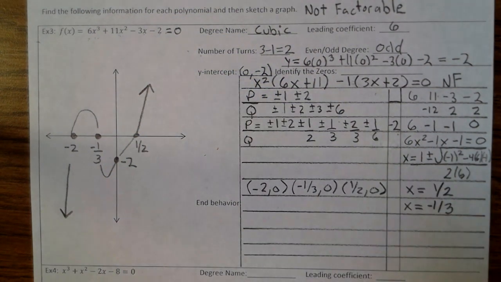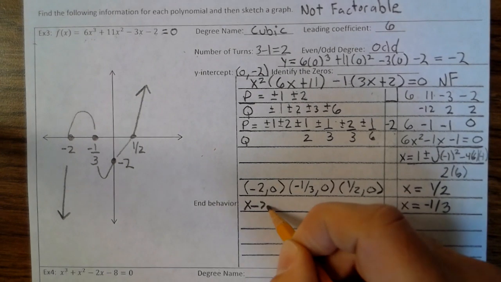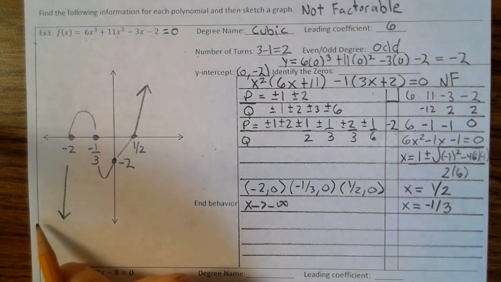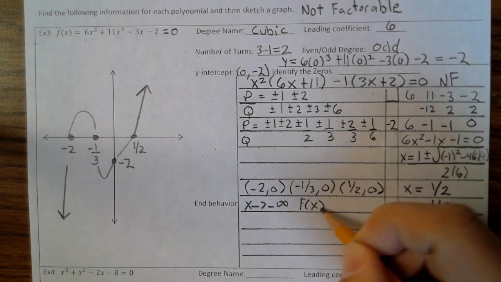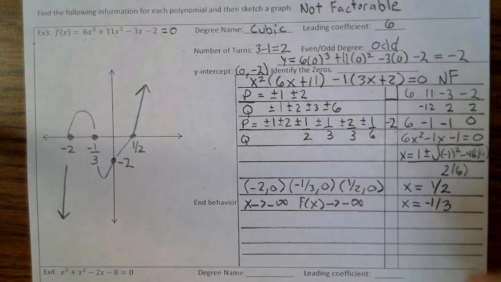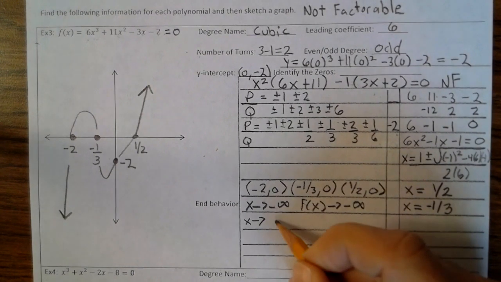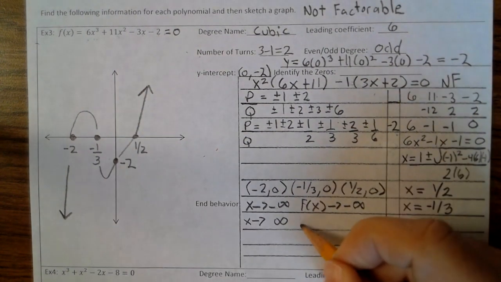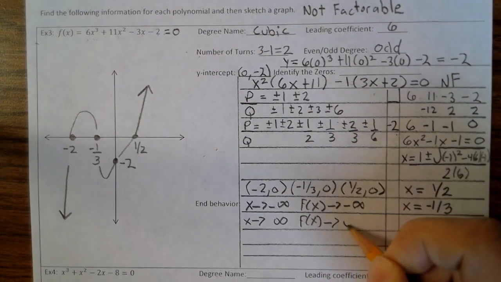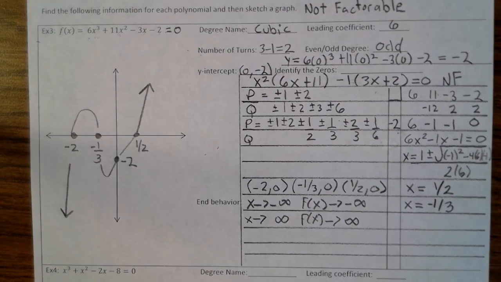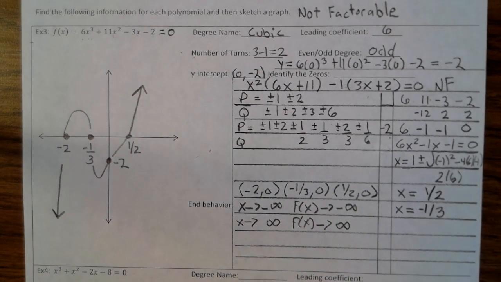And end behavior. As x approaches negative infinity, meaning left, f of x approaches negative infinity, meaning it goes down. Now as x approaches positive infinity, meaning it goes right, f of x approaches positive infinity, meaning it goes up. Go and finish up example 3.